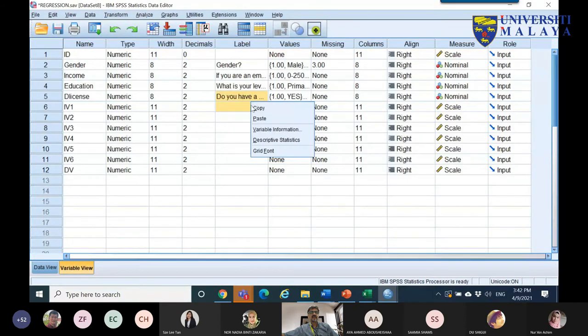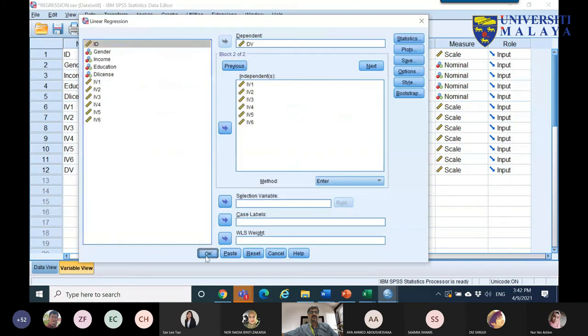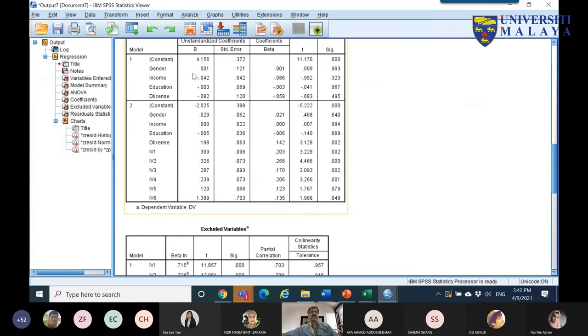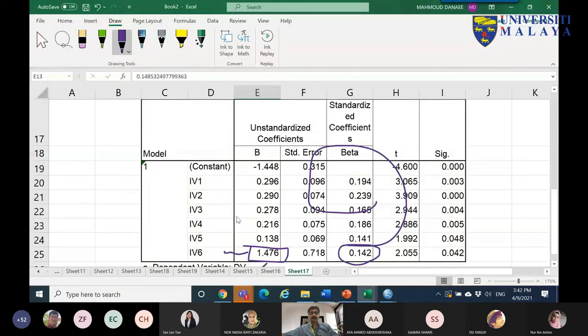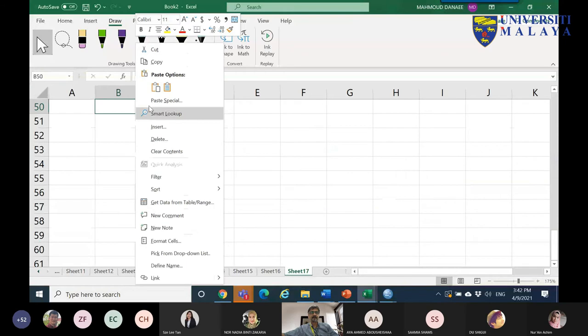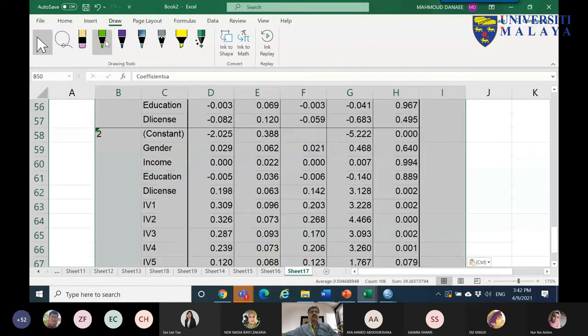So copy and then paste. Now if I run the model, look at here. This is called hierarchical modeling. In the first step, the hierarchy, we just put the demographic factors, followed by our main predictors, correct? As can be seen here, when I put the demographic factors, none of them are statistically significant except driving license.